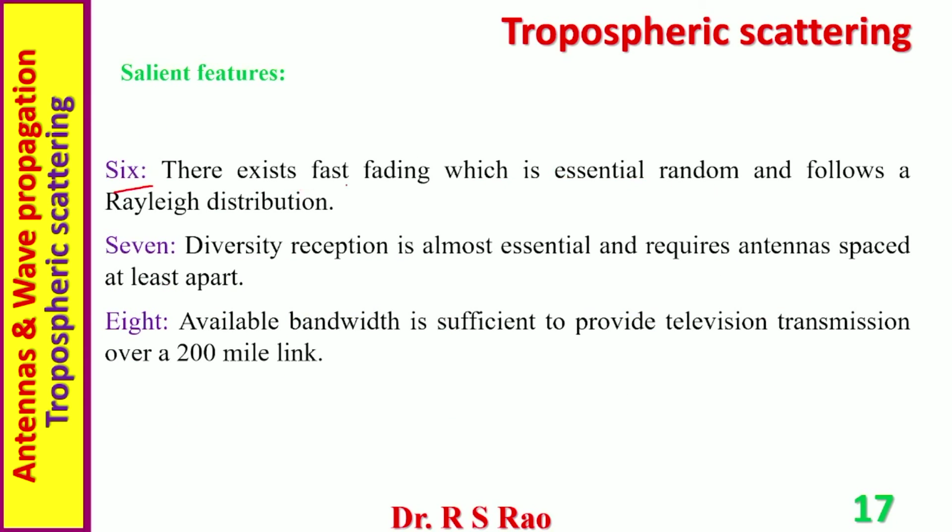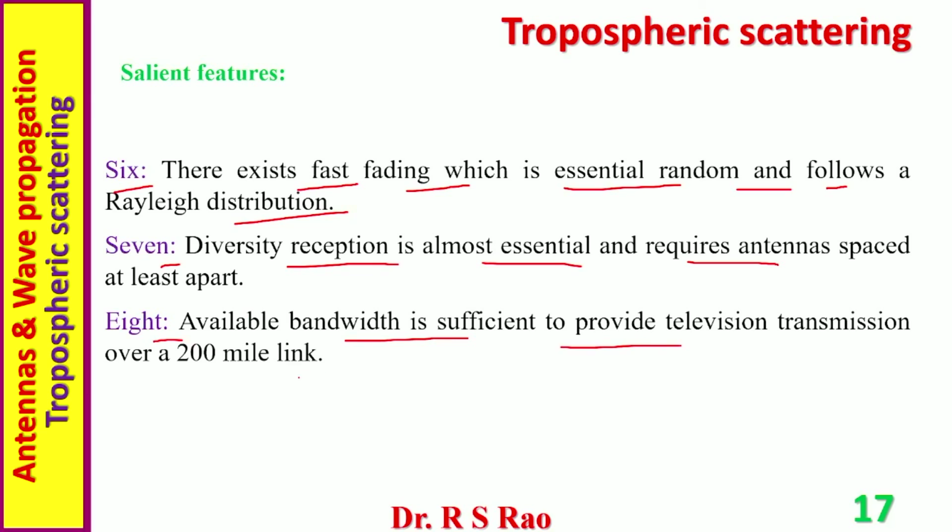Sixth, there exists fast fading, which is essentially random and follows a Rayleigh distribution. Seventh, diversity reception is almost essential and requires antennas spaced at least lambda apart. Eight, available bandwidth is sufficient to provide a television transmission over a 200-mile link.